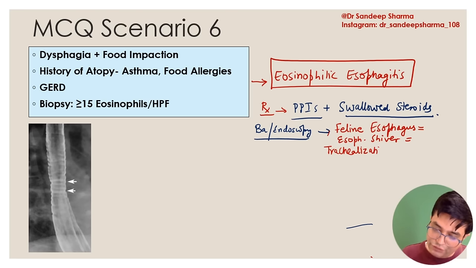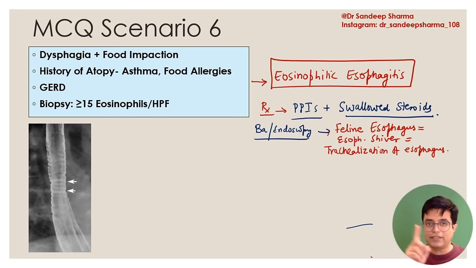Trachealization of the esophagus. Fallean, what does that mean? In a cat, the esophagus has rings like the trachea. Right? You know the trachea has rings present. In the esophagus normally there are no rings. But a ring-like appearance getting produced in a patient of esophagitis is called Fallean esophagus.